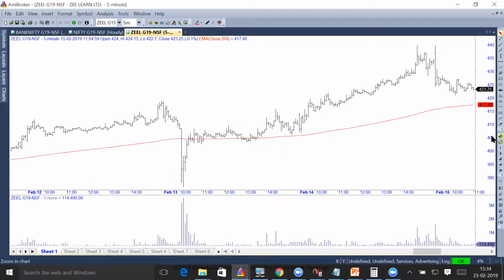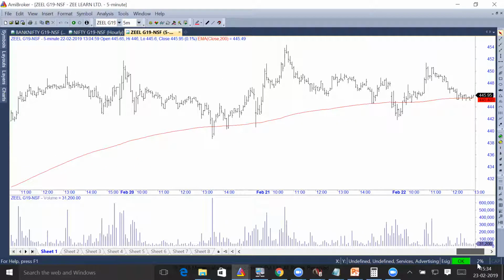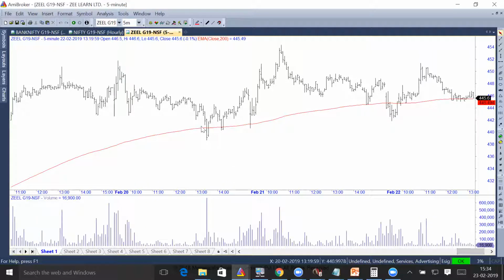Sometime back in Zeal, it used to happen. Just once I was monitoring Zeal. It comes pretty close to the 200-day moving average. One of the places like this, many times I've seen in the past. So this is one of the places where you can see that momentum auction reversal is happening with a high volume.